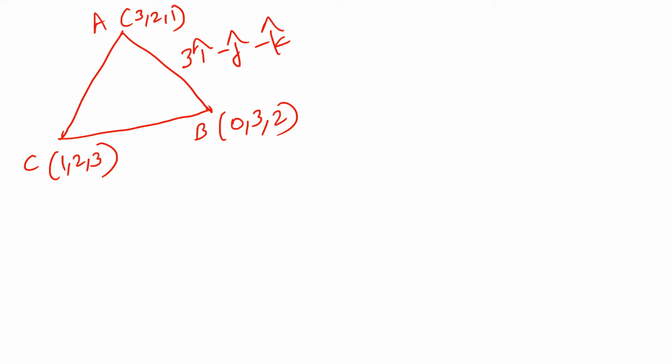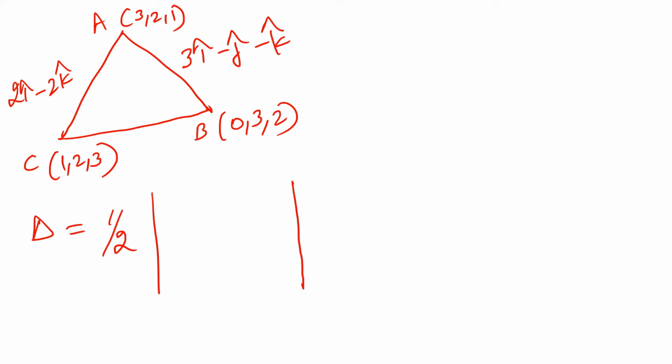I hope you must be knowing how to find the vector AB. Similarly, the vector AC is going to be 2i minus 2k. Fine. Now the area of this triangle delta is going to be half. Now I find the cross product of these two vectors, that is AB cross AC. So this becomes i j k. You can also find AC cross AB, because ultimately we are concerned with the magnitude, because finally we have to take the modulus of that.